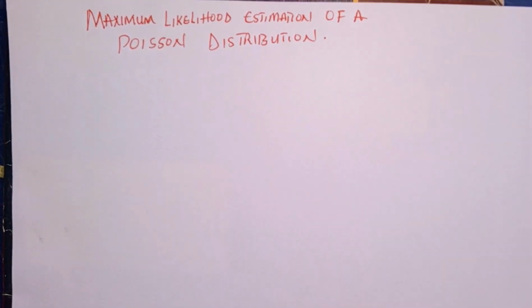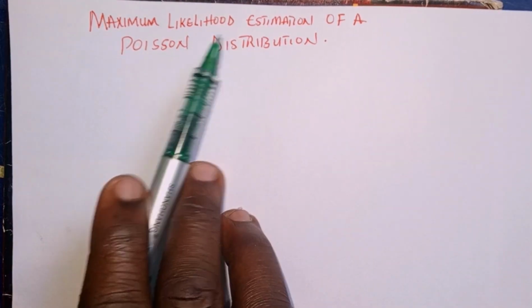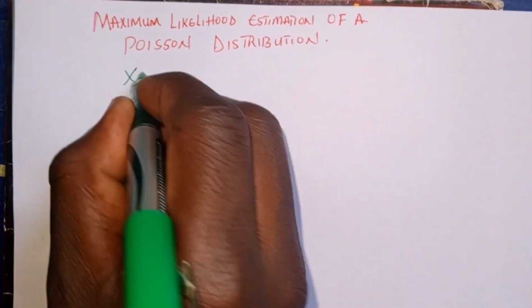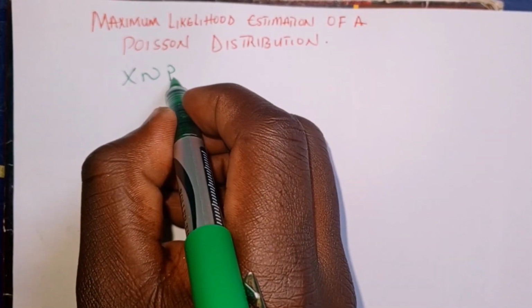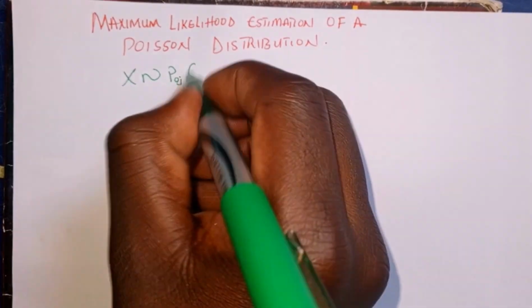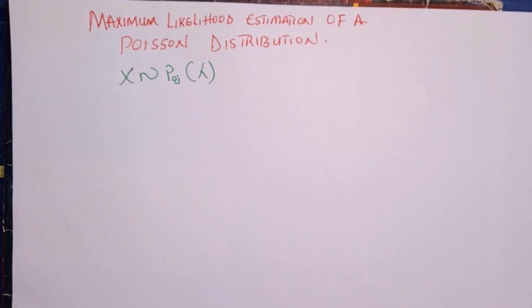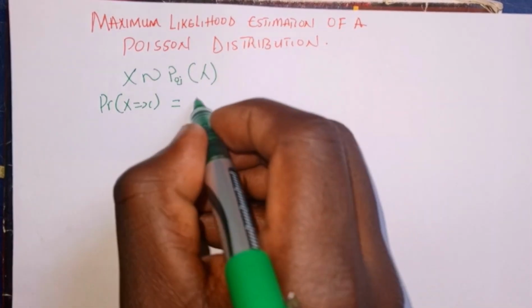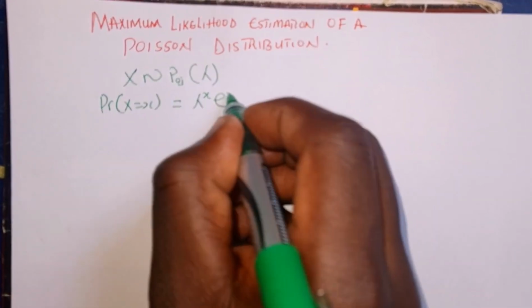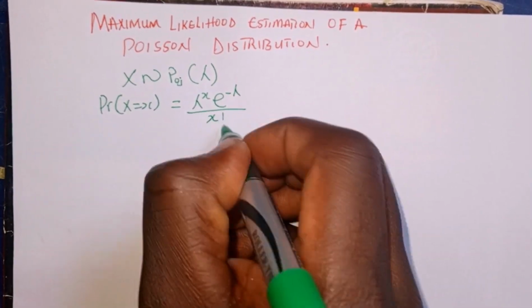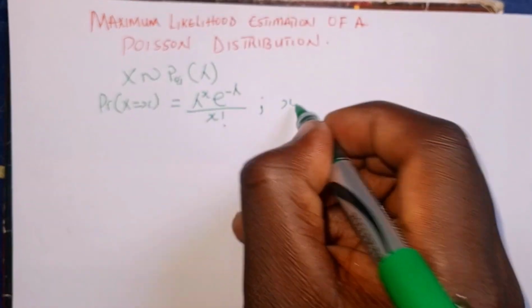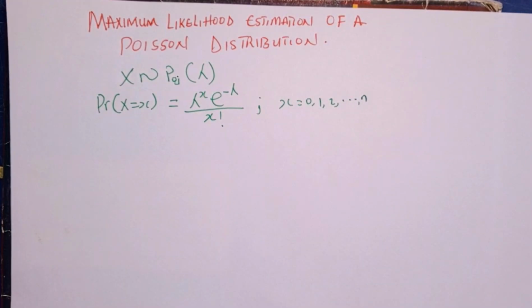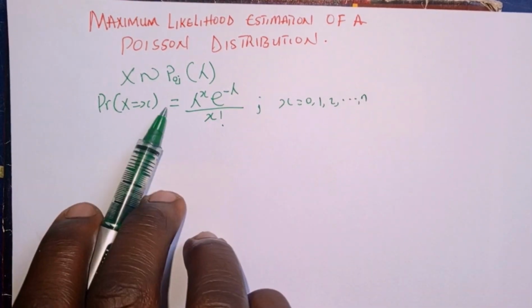In today's tutorial, we're going to learn how to estimate the maximum likelihood of a Poisson distribution. The Poisson distribution, X is distributed Poisson with parameter lambda, and the function is given as the probability of X equals x, which is the same as lambda to the power x, e raised to the power of minus lambda, all over x factorial. And this x is raised from 0, 1, 2, up to n. So this is the distribution function of a Poisson.